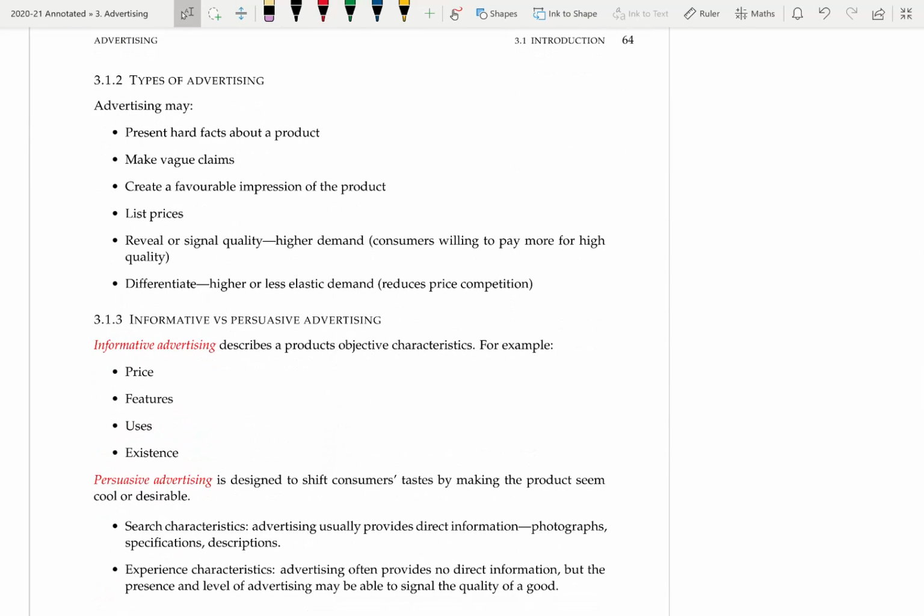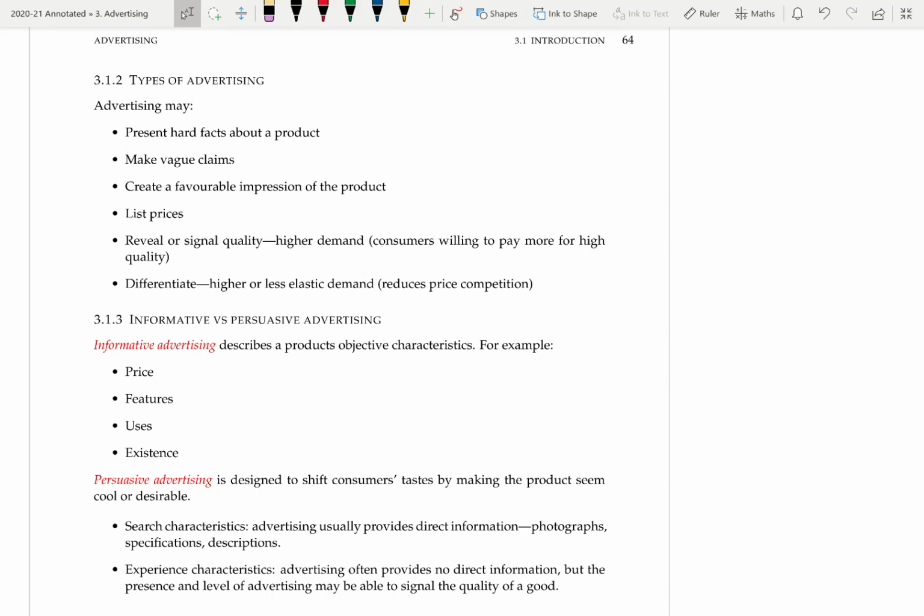Right, so there are different types of advertising. Advertising may present hard facts about a product. It could make vague claims, usually in order to create a favorable impression of the product. Advertising may list prices. It may reveal or signal quality. The idea of revealing or signaling quality is that generally you're going to increase the willingness to pay of consumers for your product. Advertising may seek to differentiate. It may be the case that the products are actually quite similar, but advertising may give the impression of differentiation. And the idea of differentiation is to reduce price competition.